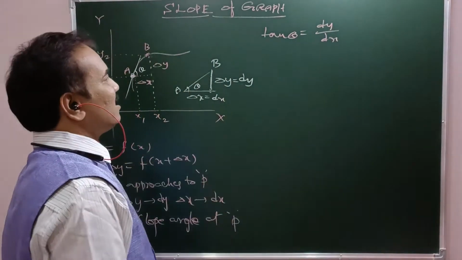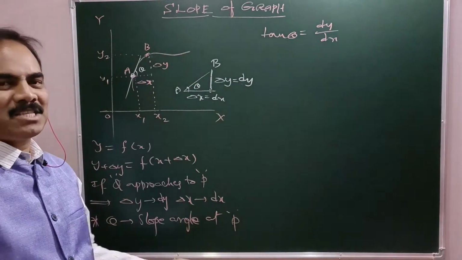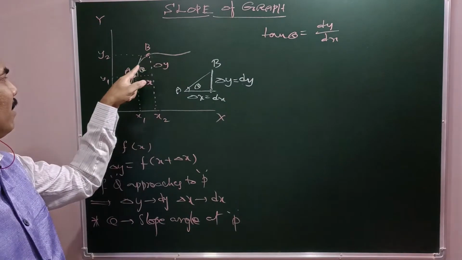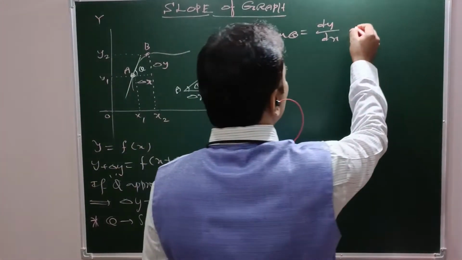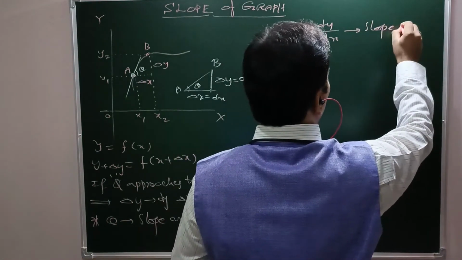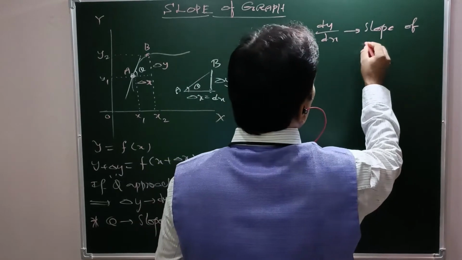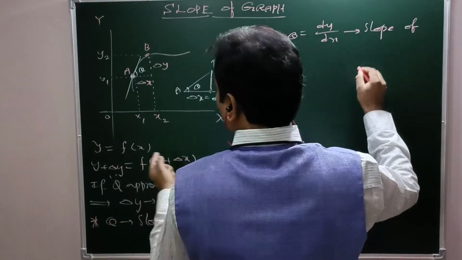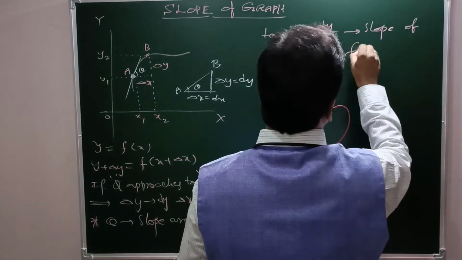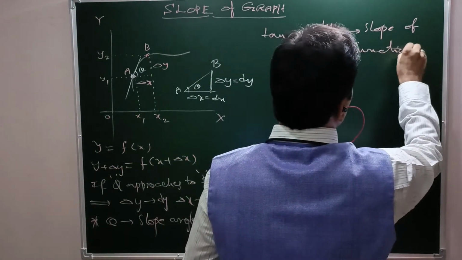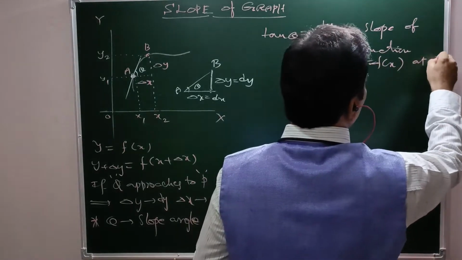Opposite side by adjacent side. Alright. So here tan theta is equal to dy by dx, which is known as the slope of that graph drawn at point P. Right. So this is the slope of y, which is a function of x. Slope of the function y equal to f of x at point P.